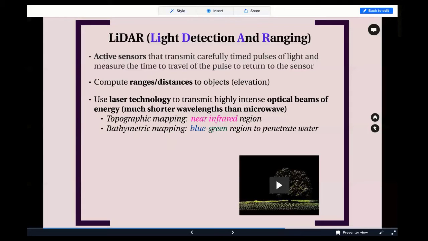However, if the major use of the LiDAR project is to analyze bathymetric features, which means underwater ground, they may focus on the blue and green region. But either way, keep in mind that LiDAR uses shorter wavelengths because they're trying to use a highly intense beam to analyze the ground surface. So mostly they're either blue and green for bathymetric applications or near infrared for topographic applications.